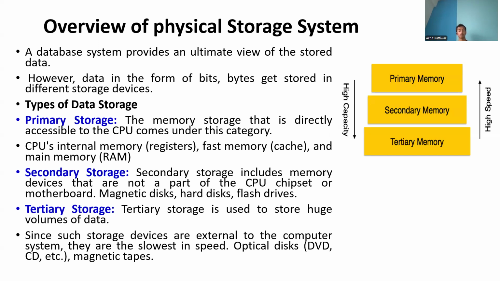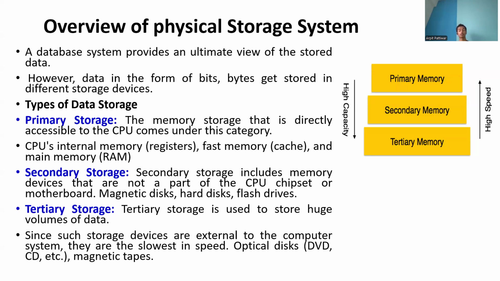There are three types of storage: primary storage, secondary storage, and tertiary storage. The storage that is directly accessible to the CPU comes under primary storage. CPU's RAM, fast memory, and main memory are examples of primary storage. Secondary storage includes memory devices that are not part of the CPU, chipset, or motherboard. Magnetic disk, hard disk, and flash drives are examples of secondary storage.